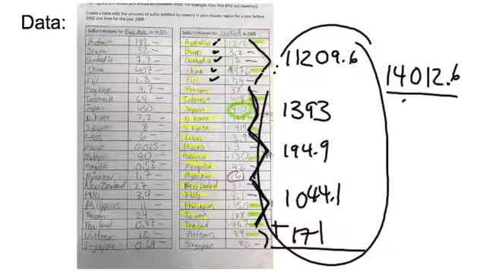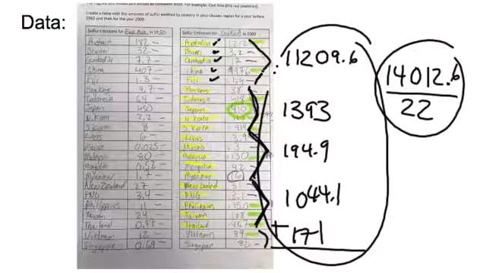But I need to divide this by 22. Okay, and that's going to give me my sort of metaphorical number in the middle. So divided by 22 gives me this 636, and I'm just going to round this to one decimal place. So 636.9, and that's the mean of my set of data.